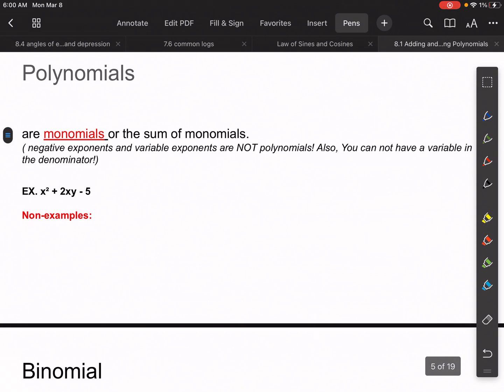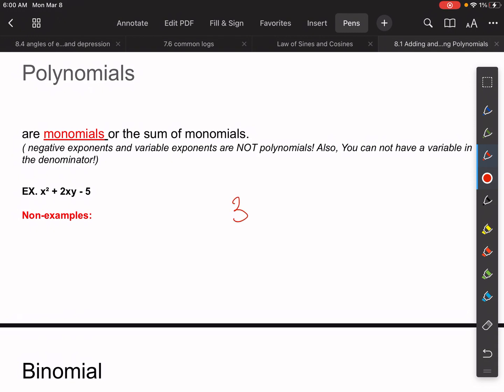But first of all, polynomials. Poly meaning many. Many nomials. This is like many terms is another way you can think of this. But these are simply monomials or the sum of monomials. Now remember, I think we've talked about this before in the past, but a monomial is just a single term.